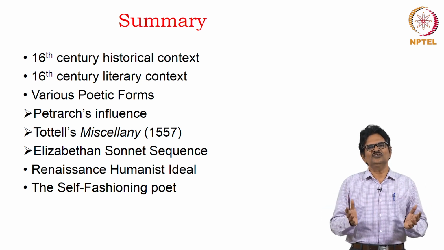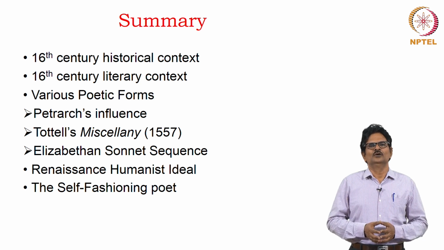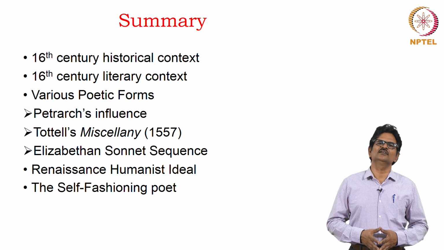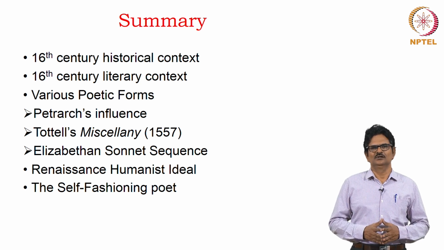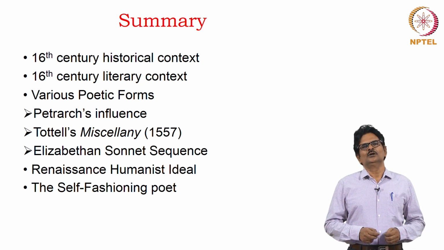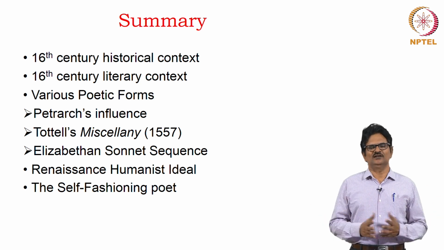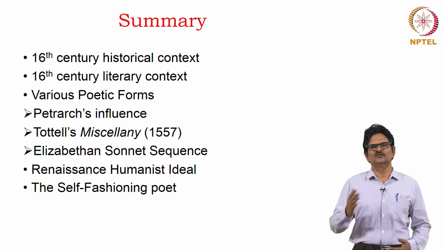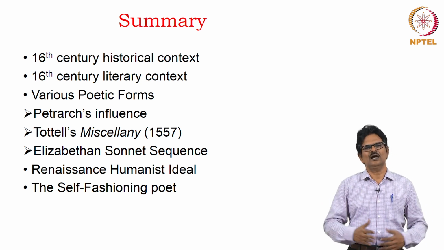And this sonnet sequence and other poetic forms were used by poets to give expression to the Renaissance humanist ideal. By doing so, the poets fashioned themselves into various roles like knight, soldier, lover, courtier, and many others.